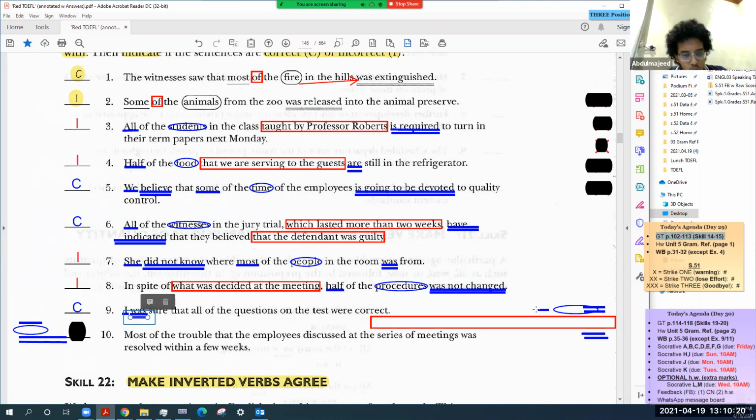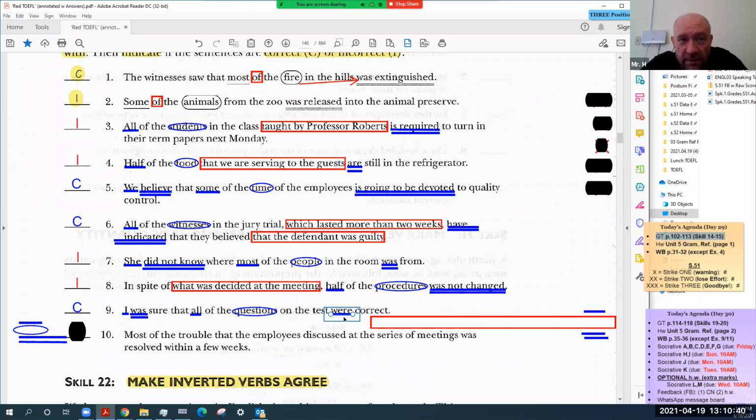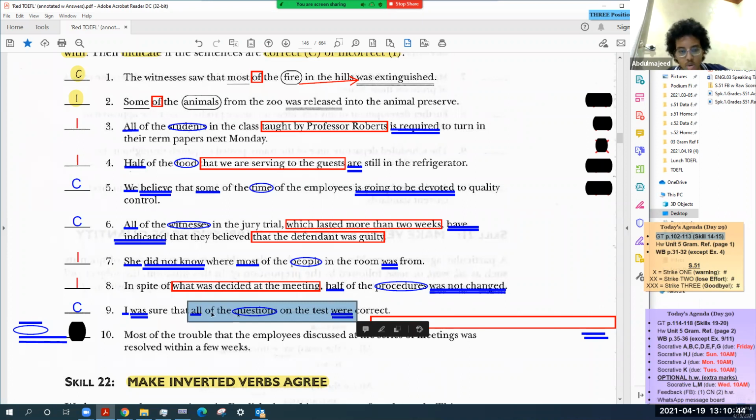All right. And then? All. We got another subject. All right. All the questions. Then find the verb. Trucks. Were. Okay. Does the subject match the verb? Yes, they match. Number 10.